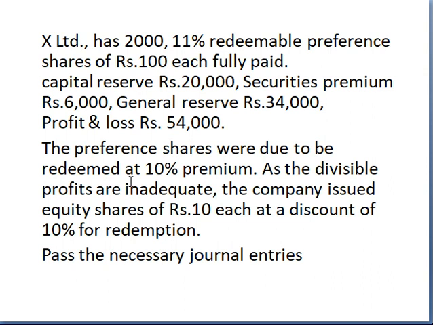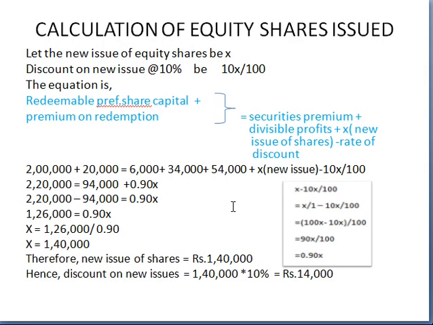Now, already we have discussed in the previous problems that the problem itself will very directly give how many equity shares are being issued. But now, see this problem, the number of equity shares issued has not been given, which means that you have to calculate the number of equity shares issued, then do the journal entries later. Now, we'll prepare the calculation for number of equity shares issued.